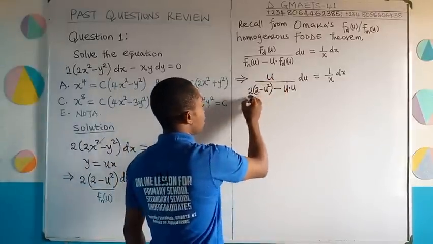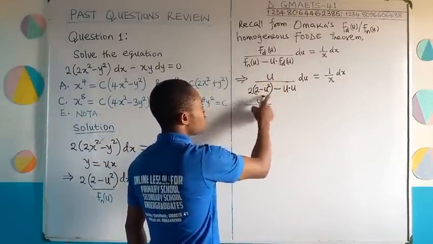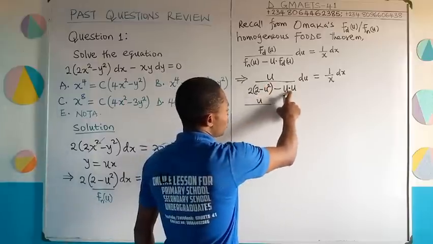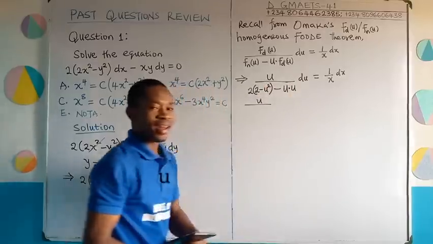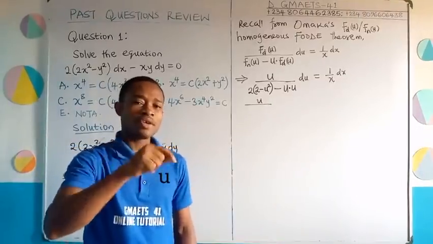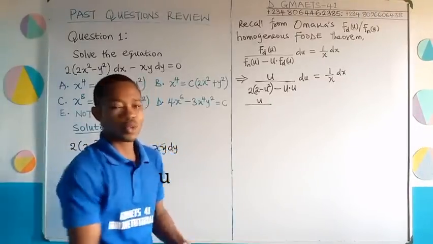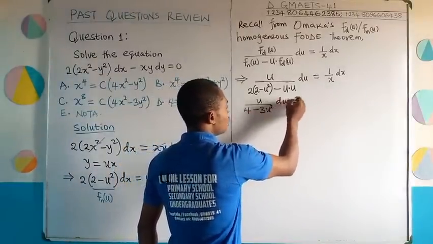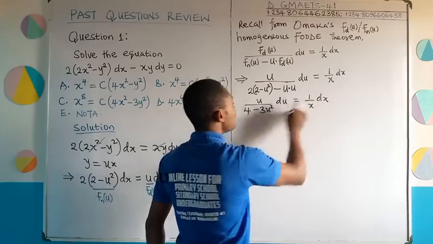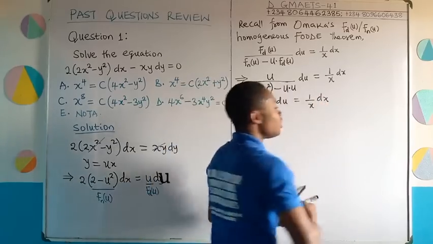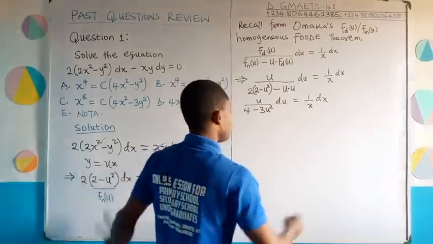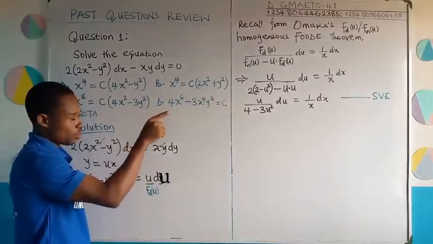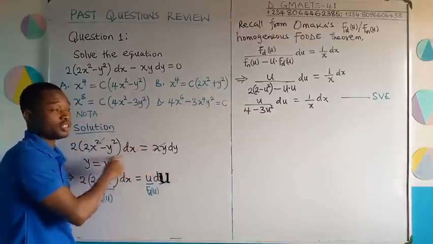Now simplifying this term, we are going to get u all over. Watch and see, we open up this bracket, we've got 4 minus 2u squared. Then this will give us minus u squared. Now look at the like terms. Minus 2u squared minus u squared will give us minus 3u squared. So the denominator is simply 4 minus 3u squared, then du equal to 1 over x dx. This is the proper separable variable equation form of the homogeneous equation given to us here. Let me indicate this is our SVE. Is that okay? We've gotten the separable variable equation form of this given homogeneous equation.